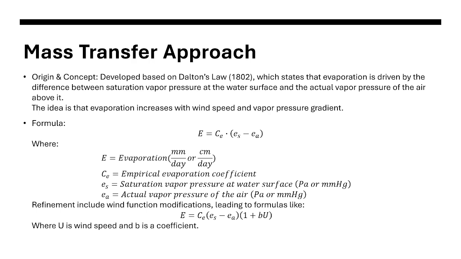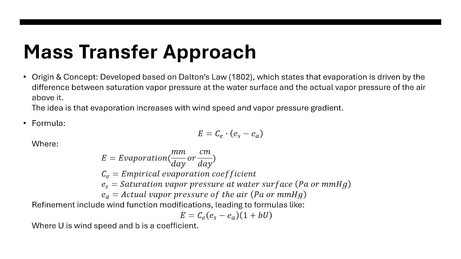Okay, we have a formula, the main formula. E is equal to CE multiplied by the quantity E of S minus E of A, where E is your evaporation in mm per day or in cm per day. CE is the empirical evaporation coefficient. Okay. ES is the saturation vapor pressure at water surface, usually in pascals or mmHg, the height of mercury in the barometer. E of A is equal to actual vapor pressure of air, also in Pa or mmHg.